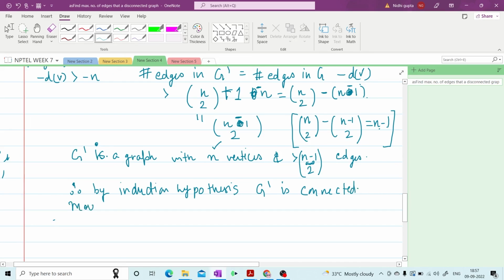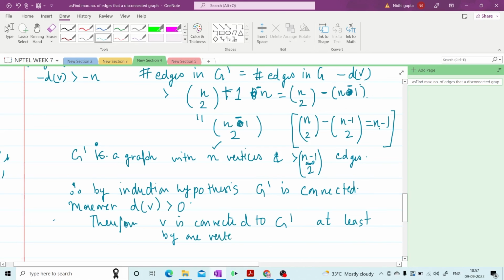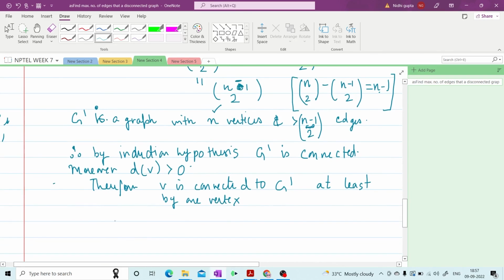Moreover, the degree of V is greater than 0. Therefore, V is connected to G dash at least by one vertex. Now G dash is connected and V is connected to G dash by one vertex. So we see, therefore, G is connected. And hence we have shown our claim.